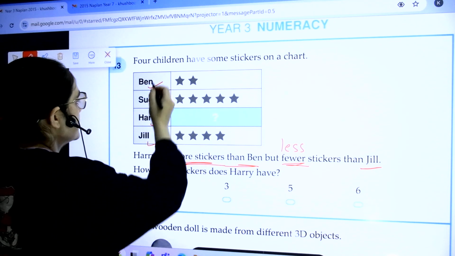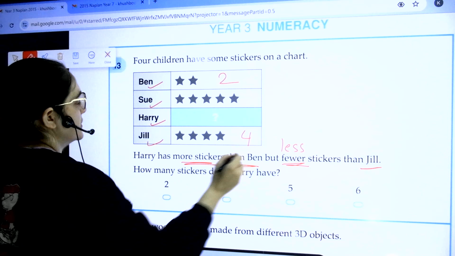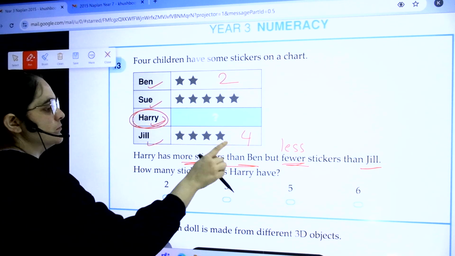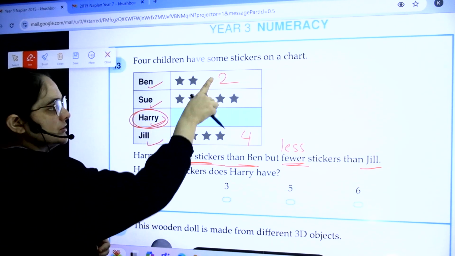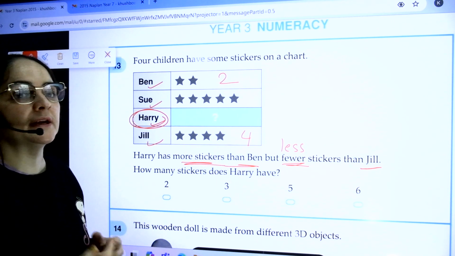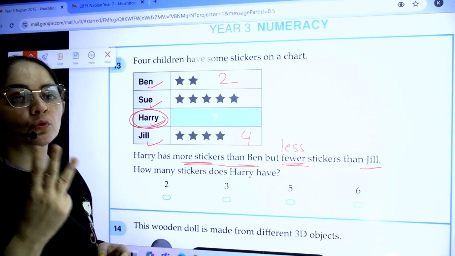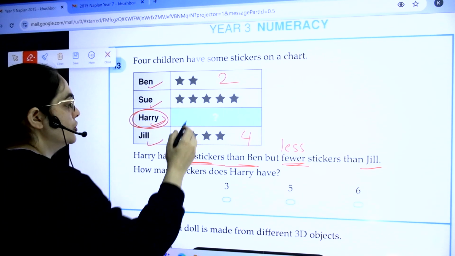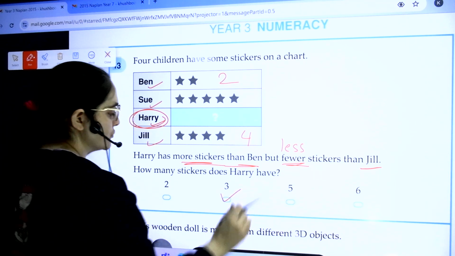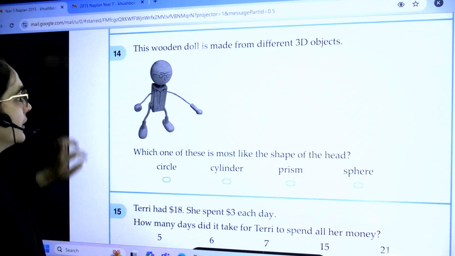So let's see, Ben has 2 stickers and Jill has 4 stickers, and they said Harry has more than Ben. It should be more than 2 but less than Jill. So more than 2 and less than 4 is 3, isn't it? 3 is more than 2 and less than 4. So the reasonable answer has to be 3. Okay, let's move on. Question 14.